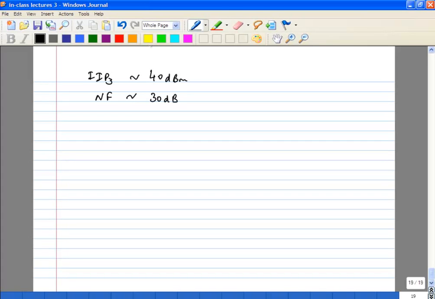Can be as high as 30 dB. Okay. The main reason is because your input MOSFETs are resistive, so all that resistive noise adds right at the front end. So what happens is the noise figure can be quite high.